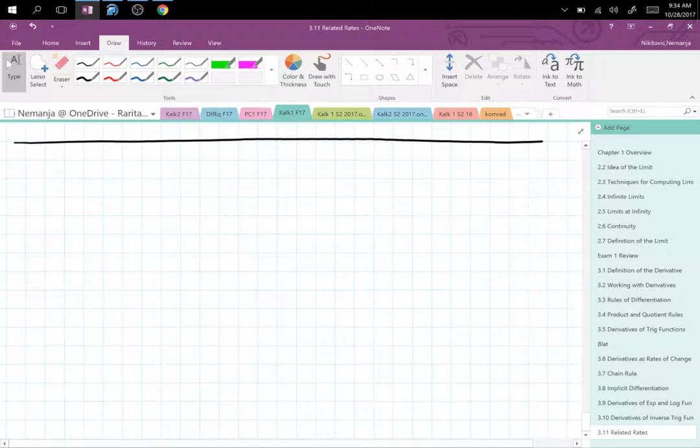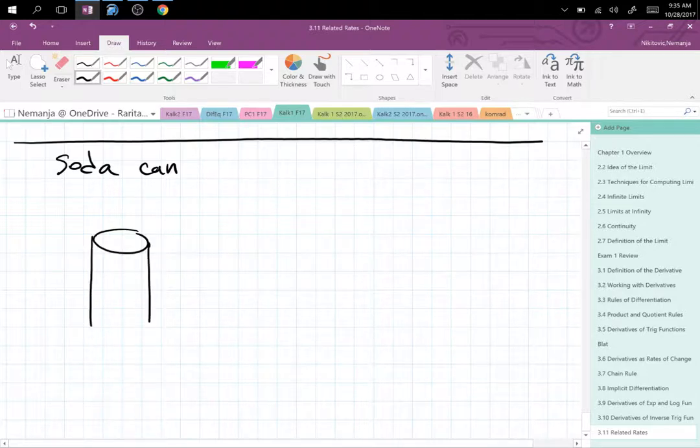One more problem, and then we're done with this section, and we'll talk about the exam. So let's consider a soda can. We know that a soda can is a cylinder. I keep forgetting to measure the units, the measurements of it. So let's approximate again. What would be the radius of the soda can?